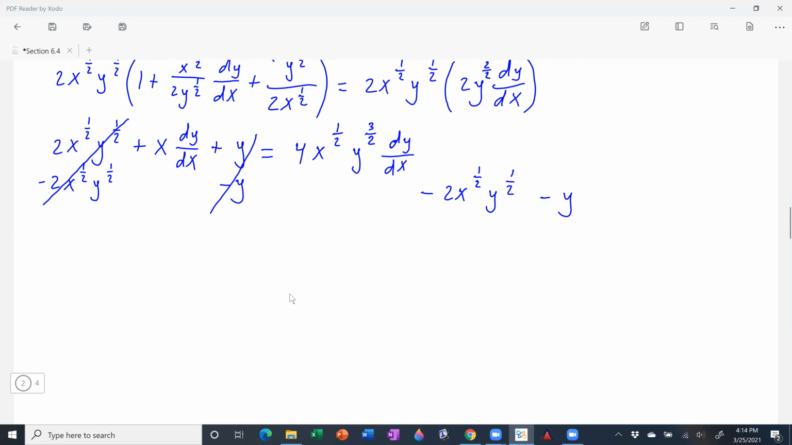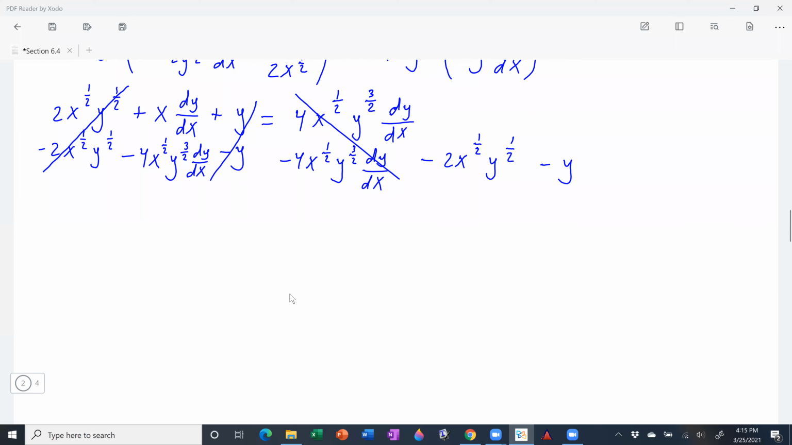And then I need to get this dy/dx mess moved over to the left-hand side to join the other dy/dx thing. So I'm going to go minus 4x^(1/2) y^(3/2) dy/dx. I'm doing a lot of steps at once here, but hopefully you can see the theme there. We're trying to get anything with a dy/dx in it on one side and anything without a dy/dx in it on the other side. On the left-hand side, I removed those two pieces, so now what's left is that x dy/dx.